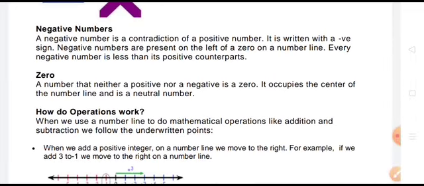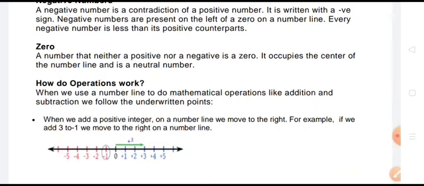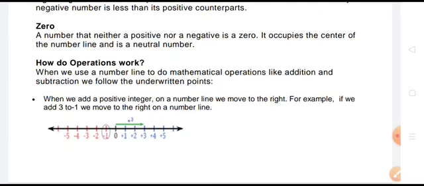Now we study negative numbers. A negative number is the opposite of a positive number. It is written with a negative sign. Negative numbers are present on the left of 0 on a number line. Every negative number is less than its positive counterpart. Now, what is 0? 0 is a number that is neither positive nor negative. 0 is always neutral. It is not positive, not negative.